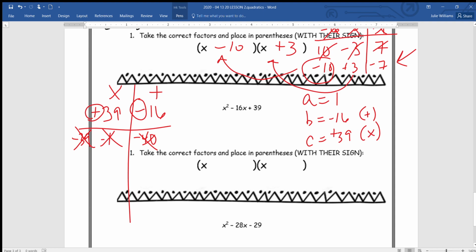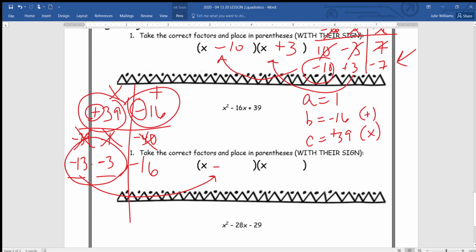39 is odd, so it is not divisible by 2. Is it divisible by 3? What's 39 divided by 3? You're right. 13. Negative 13 times negative 3. And this is a common one you'll see. I'm expecting you to know the factors of 39. Negative 13 times negative 3 is positive 39. And the sum of those is negative 16. So negative 3 and negative 13 are the numbers that you want. So you're going to put them in your factor pairs.